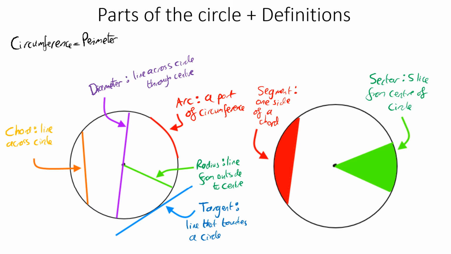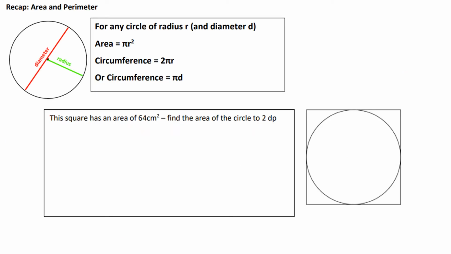So let's actually do something with these parts of the circle. There are two formulas here that you should be more or less familiar with. For any circle with a radius r and a diameter d, the area is pi r squared and the circumference is either 2 pi r or pi d. All we're going to run through is a series of examples where we use this to do something interesting. If you want a bit more practice on just using circles, I would suggest you go back to chapter 7 and have a look through there.